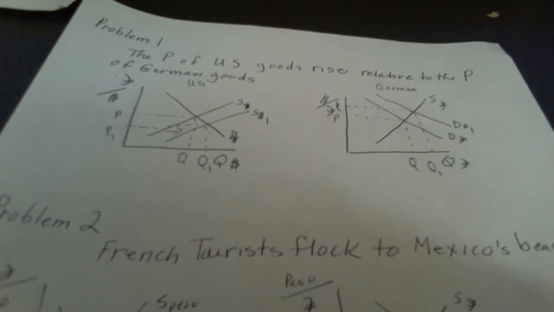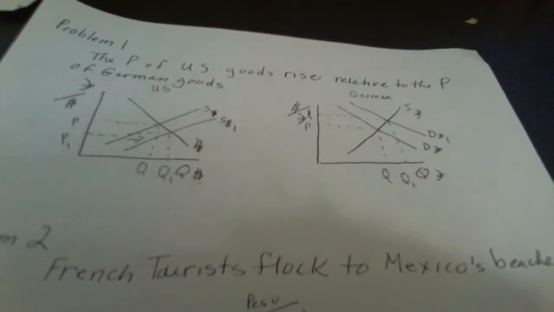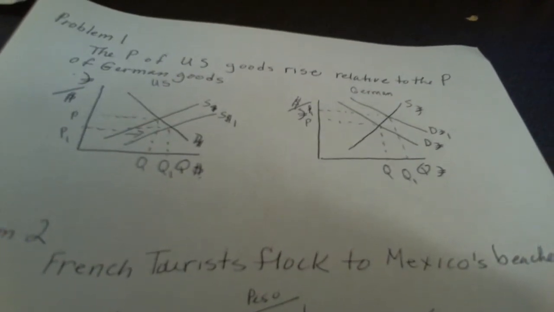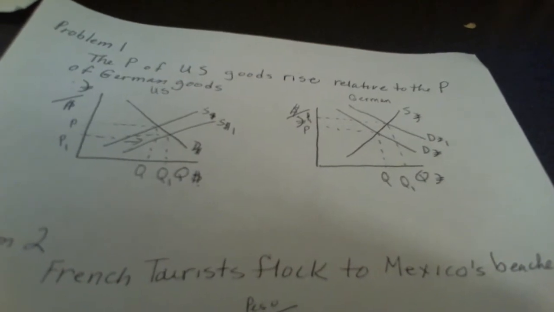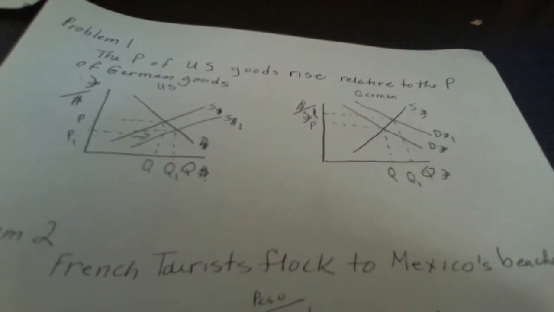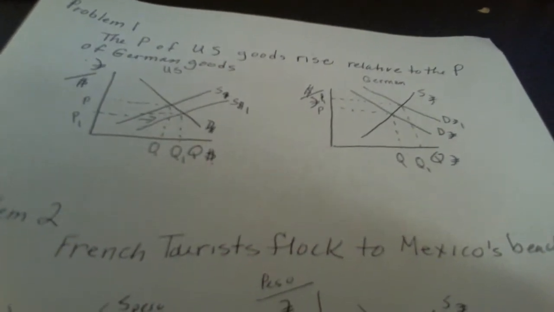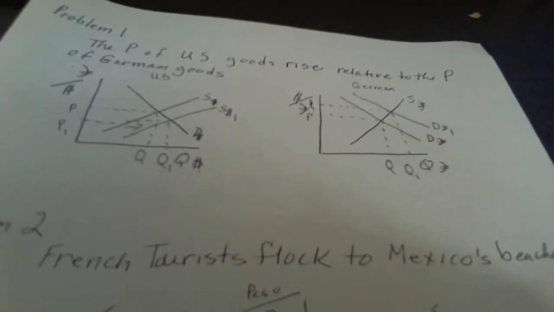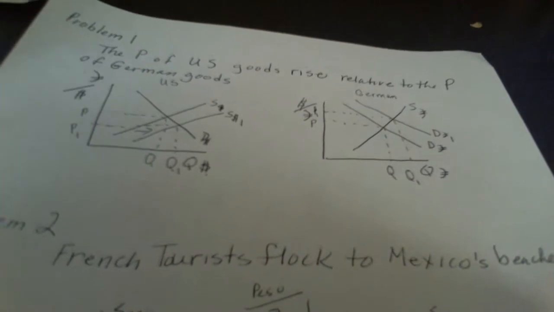French tourists flock to Mexico beaches. What would the two currencies be that you would be looking at? Well, for France, France uses the euro, just like Germany. But what is the currency of Mexico? That's right, Mexico uses the peso.